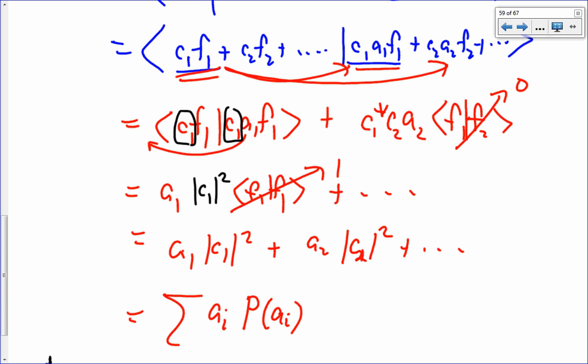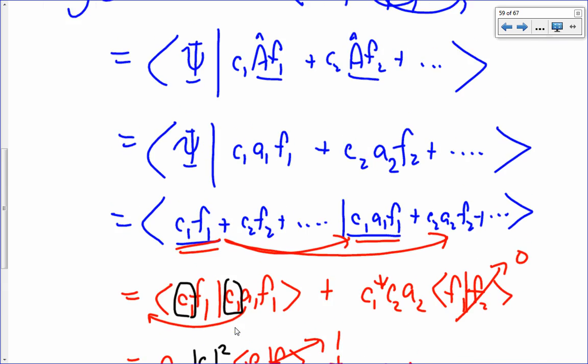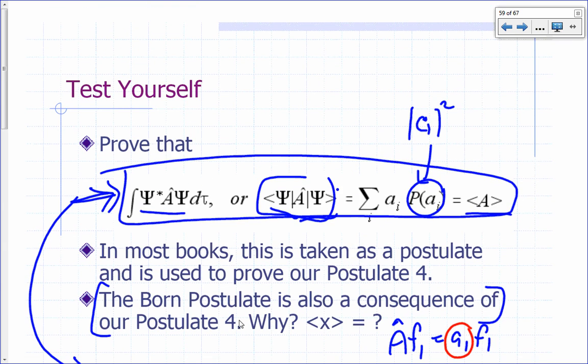Okay, since the absolute value of C sub i squared is the probability that you're going to get A sub i, and since that's the expression you get, that is the average. So that is your expectation value. To get the average or expectation value of property A, all you have to do is this: apply operator A on whatever psi is, multiply by the complex conjugate of psi, integrate over all space.